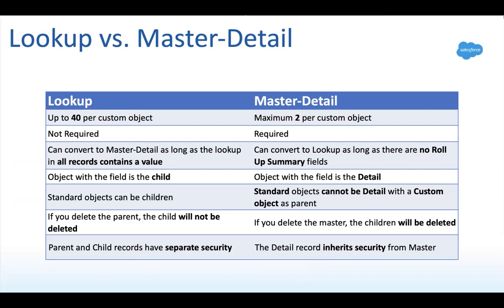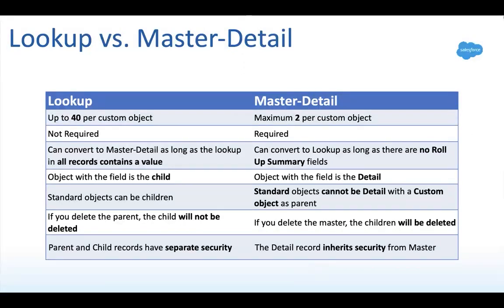Now we'll talk about roll-up summary fields in another module, but a roll-up summary field basically is a field on the parent record that allows you to get the values of related or child records. So for instance, on the account record, the parent, I might create a roll-up summary field that says, tell me the value or the sum of all my open opportunities.